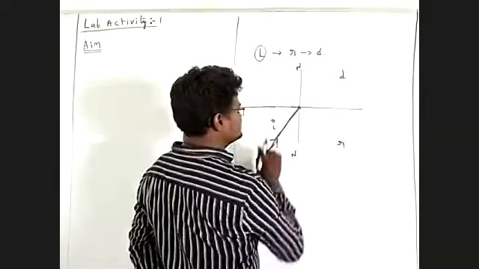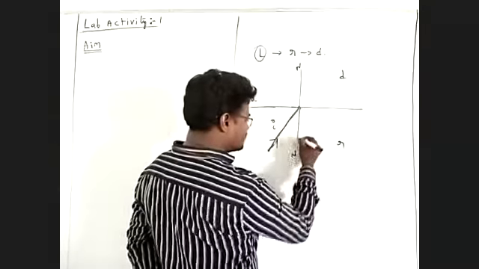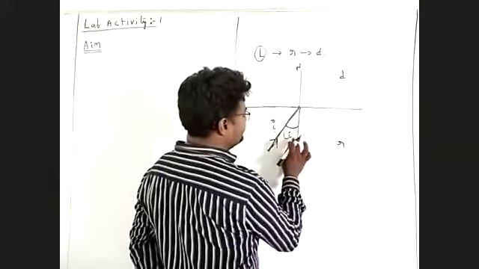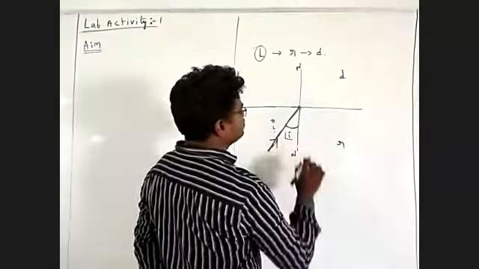This is what we call the incident ray. This is the normal. The angle between the incident ray and the normal we call the angle of incidence.